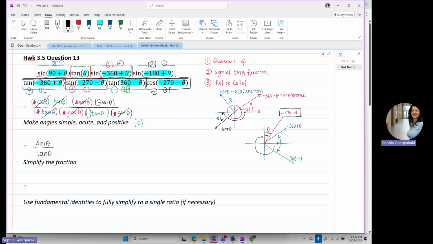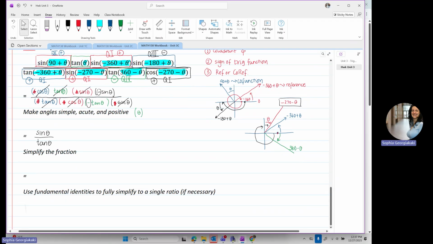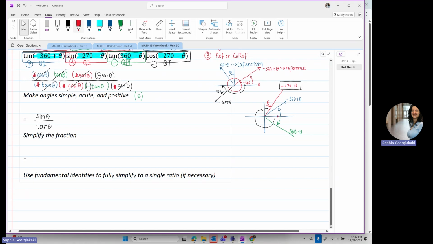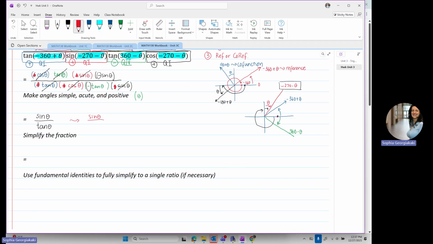The last step says, use fundamental identities to fully simplify to a single ratio. So here, the tangent of theta from the ratio identities is sine theta over cosine theta. And when you divide by a fraction, you multiply by the reciprocal. So this is sine theta times cosine theta over sine theta. And if I write sine theta over 1, then I can actually simplify the sine theta from the numerator and the sine theta from the denominator. And my final answer here will be cosine of theta.